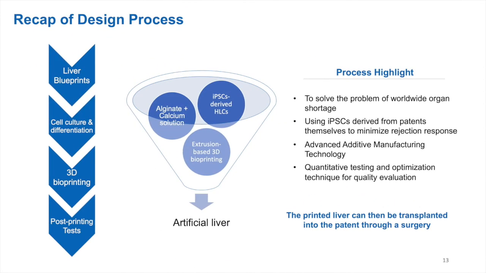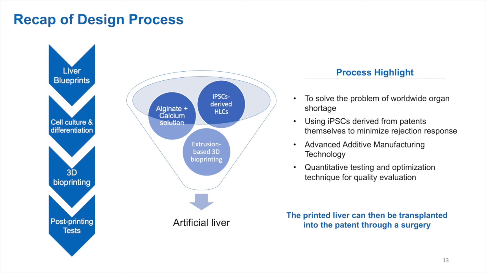Here is a recap of our design process. We first obtain a 3D CAD model of the patient's liver, which will be segregated into 2D slices to provide instructions to the printer. Then iPSCs, taken from patients themselves, are cultured and differentiated into hepatocyte-like cells. Alginate solution, which works as a scaffold for living cells, will be cross-linked with calcium solution, and the resulting bioink is printed through our extrusion-based multi-nozzle 3D bioprinter. Finally, the viability of cells and their hepatic characteristics are determined to evaluate the quality of our artificial liver.